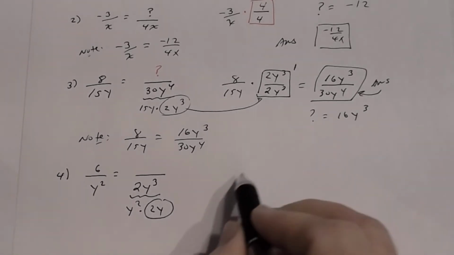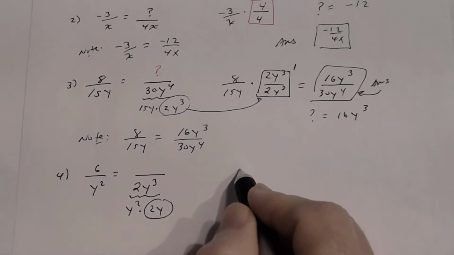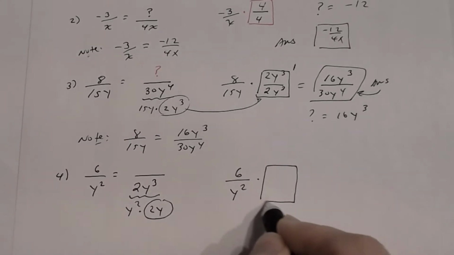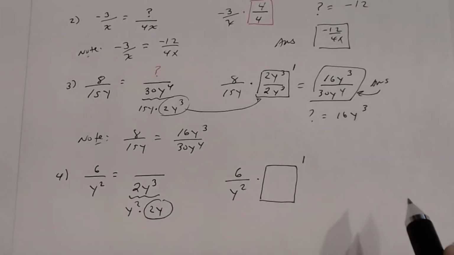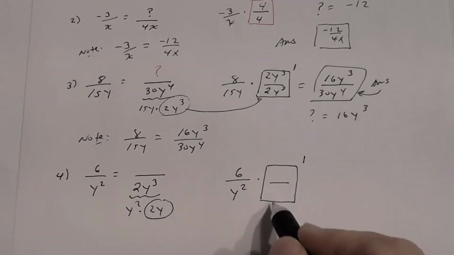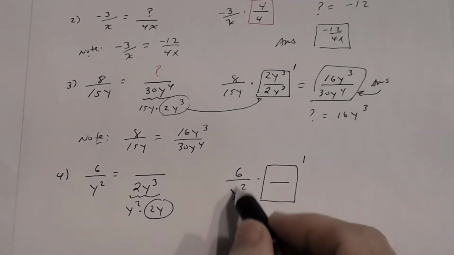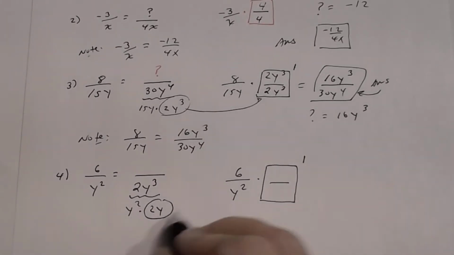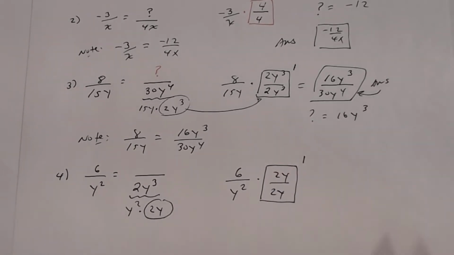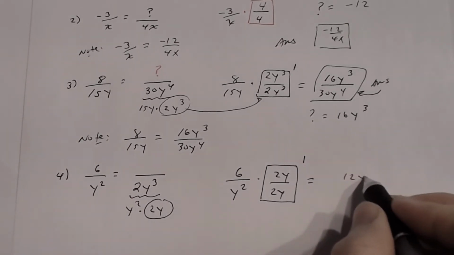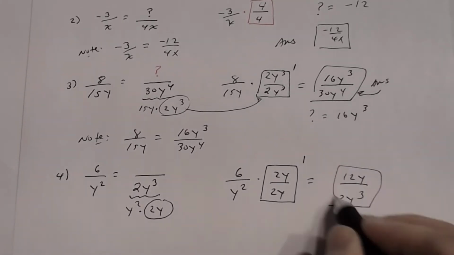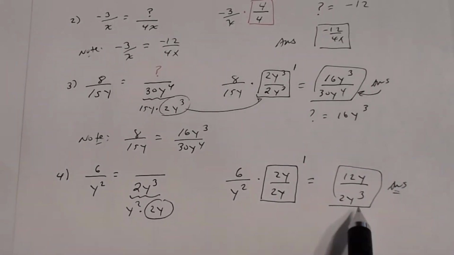Okay? So then I'm going to take this right here. In my mind, I'm thinking, okay, I have 6 divided by y squared. So I've got to multiply by some expression that's equal to 1. So numerator and denominator have to be the same because that's how you can get that 1. So 6 divided by y squared times 1. And so I need this to be a 2y, and I need this to be a 2y. And so therefore that's going to equal 6 times 2y is 12y, and then y squared times 2y is 2y cubed. And so that's the answer you would write. Okay? So that's your answer right here.